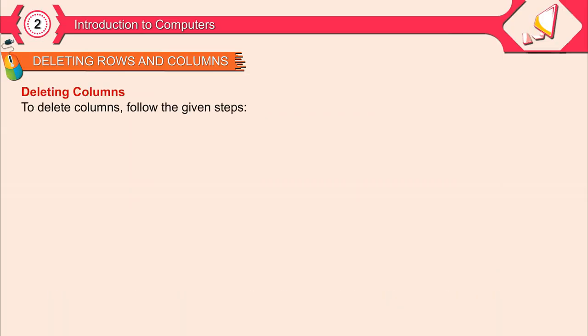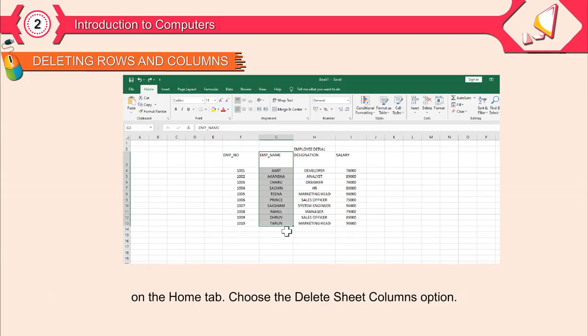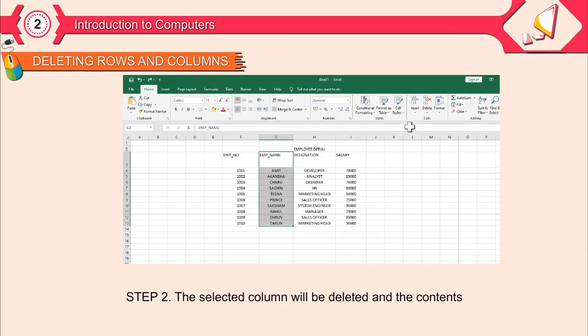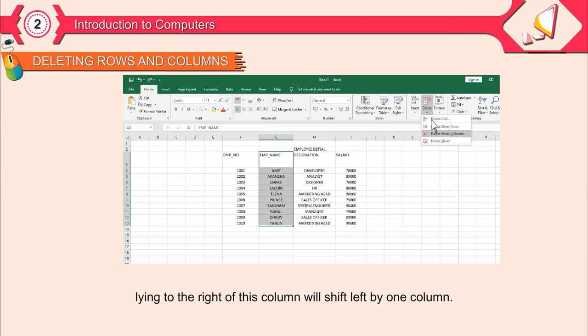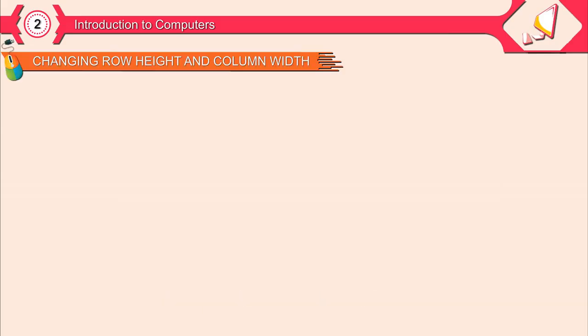Deleting columns. To delete columns, follow the given steps. Step 1. Select the column header and click the Delete drop-down button in the Cells group on the Home tab. Choose the Delete Sheet Columns option or right-click on the column header which we want to delete. Select the Delete option. Step 2. The selected column will be deleted and the contents lying to the right of this column will shift left by one column.